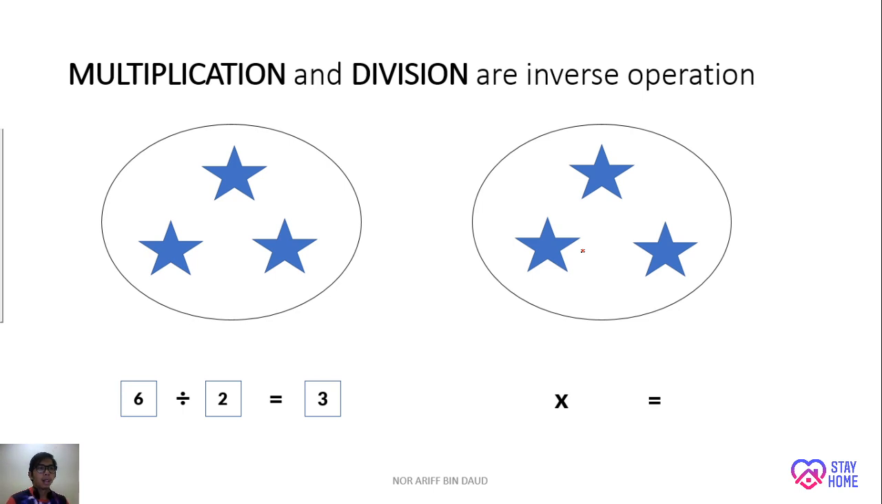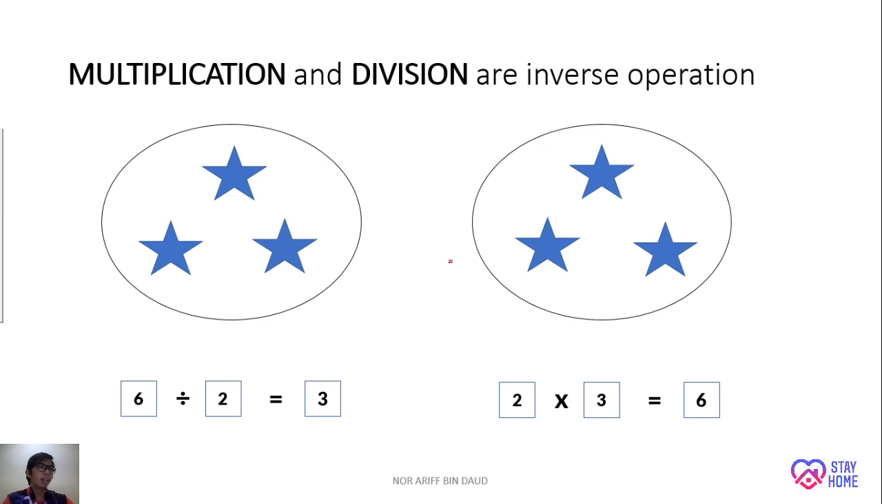Now we must write the number sentence for multiplication. So we have 2 groups of stars, so group must come first, then times by how many stars in each group. So we have 3 stars for each group, and then we have 6 stars all together. I repeat, it's too fast. 2 times 3: 2 stands for 2 groups of stars, 3 stands for 3 stars in each group, and 6 for all 6 stars all together.